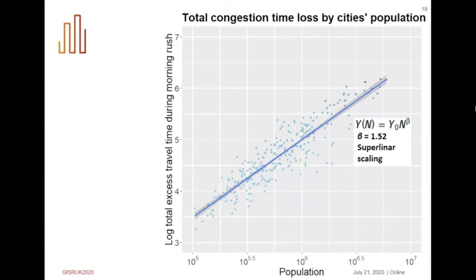Here we finally show the log-log graph of the excess travel time during the morning rush against the population. A power law over a log-log graph gives a straight line, and we found that the best exponent for our power fit would be equal to 1.5. It corresponds to a superlinear scaling of total congestion with city size.